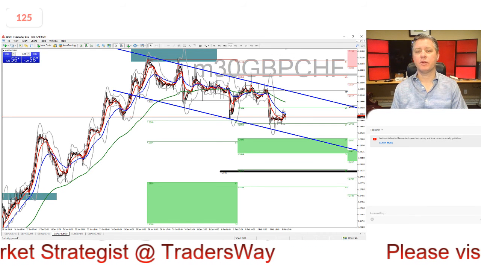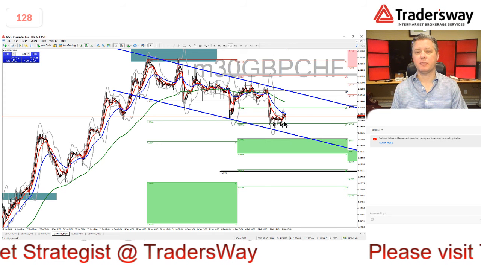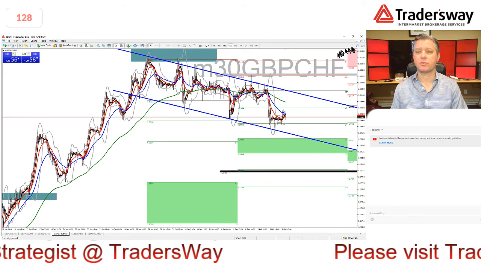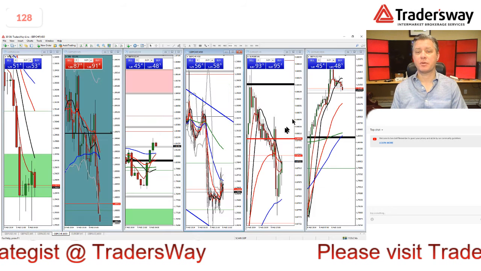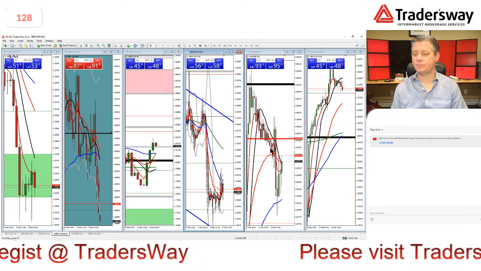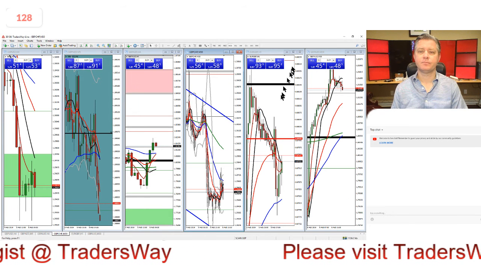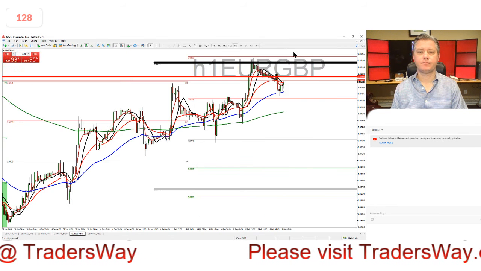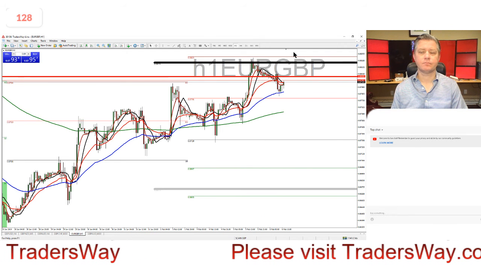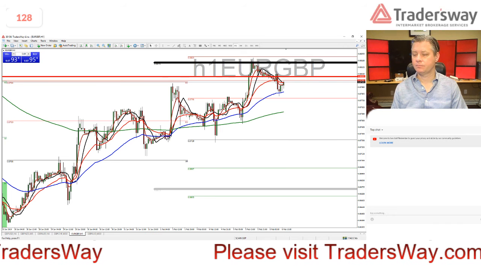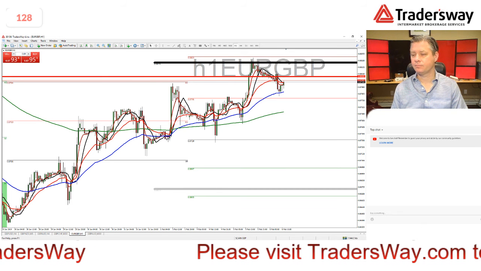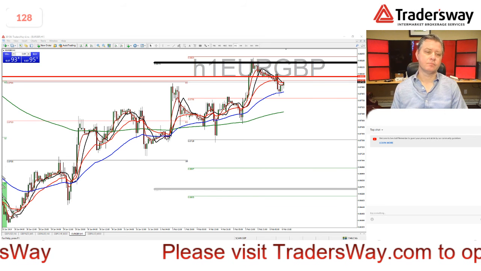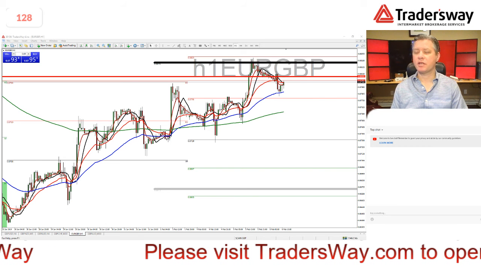So pound got really weak yesterday, but then rallied on a lot of the other pairs, but didn't do much against the Swissy. Well, the Swiss franc's pretty stable. Okay, what kind of price action do we have here?